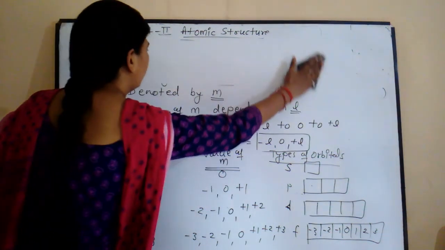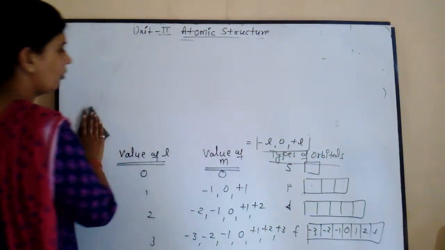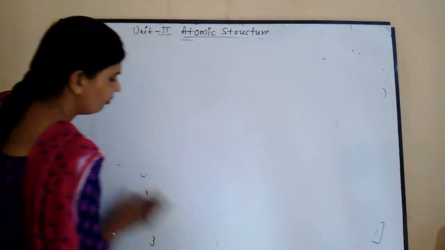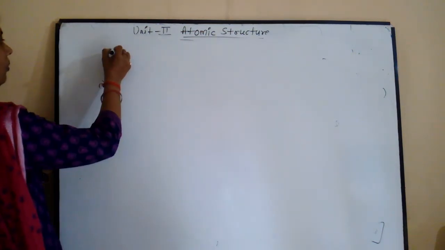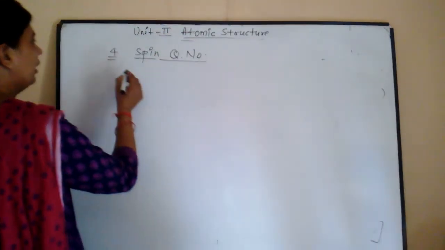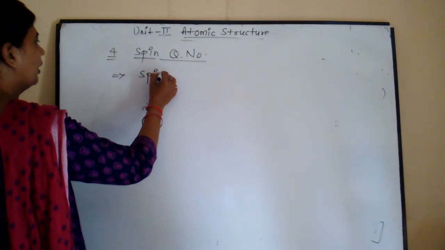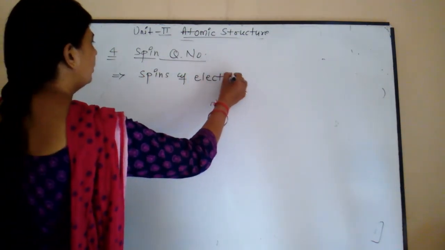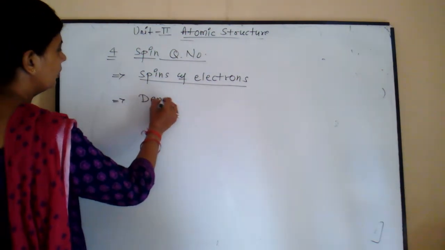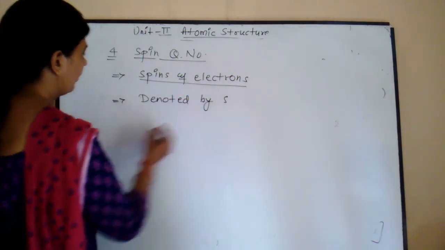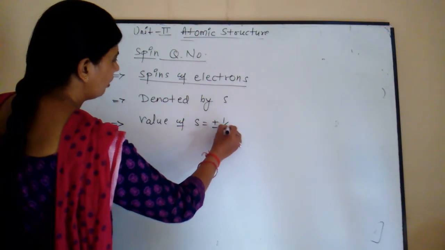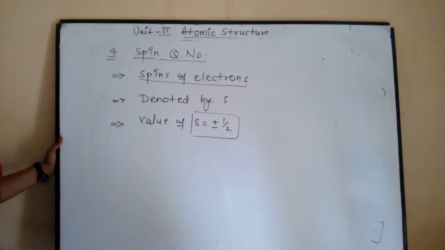After this, fourth is the spin quantum number. Clear from the name, it gives the information about the spin of the electron. The spin quantum number gives the information about the spin of electrons in an atom, denoted by s, and the value of s is plus minus 1 by 2. The value of s has 2 options, plus or minus 1 by 2.